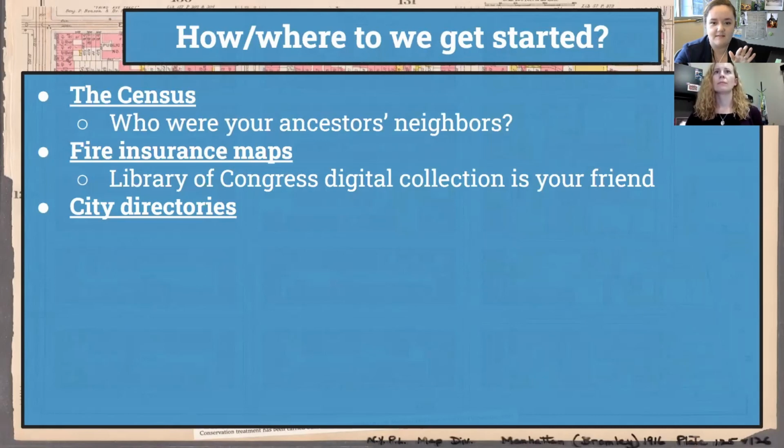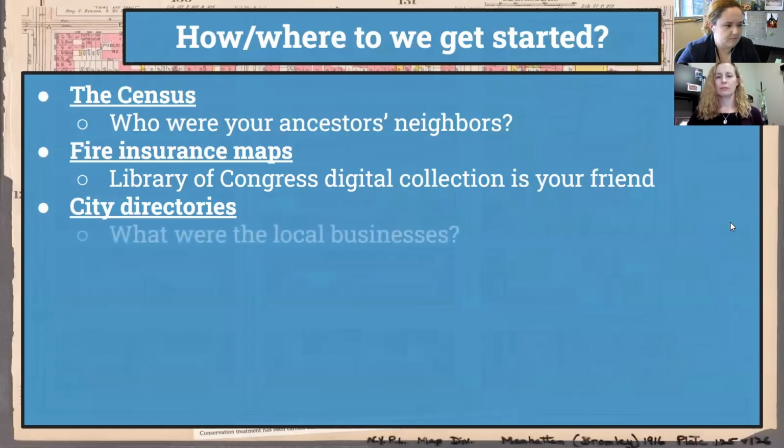I love that other people are saying that they're map freaks. Yes, it's great. City directories are another good thing to use to see what businesses might have been around. Look around that address. Depending on the year, it might have an address lookup in the back, so you can even look by the street, which is a lot of fun. What were the local businesses?